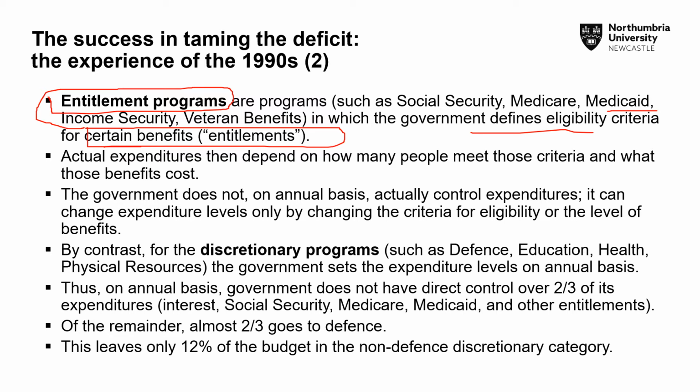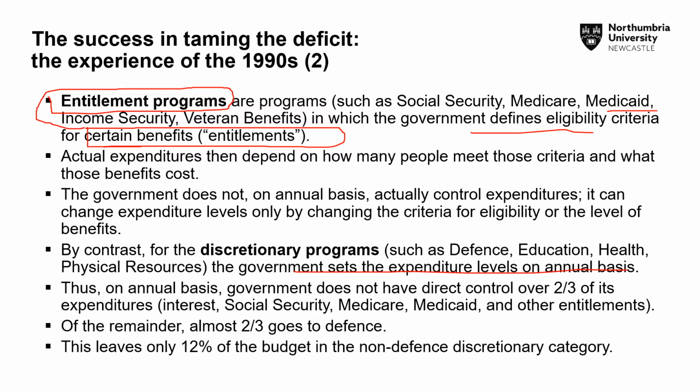The further issue that arises is that government does not on an annual basis control expenditures. What it can do is it can change expenditure levels by changing the criteria for eligibility or the level of benefits. And obviously this takes time, and then we don't know how many people are going to apply for these benefits. So hence that is why you have some variability in spending. What you do also have, in contrast to these entitlement programs, is discretionary programs. So here what the government does, it sets annual expenditure levels for these programs, unlike the entitlement programs, which have a degree of variability.